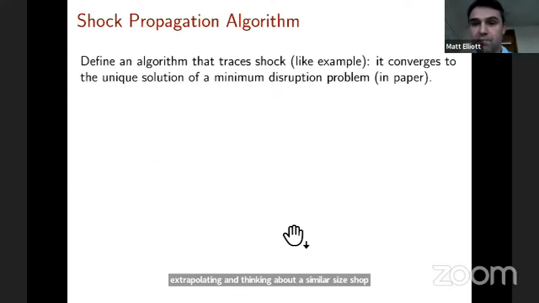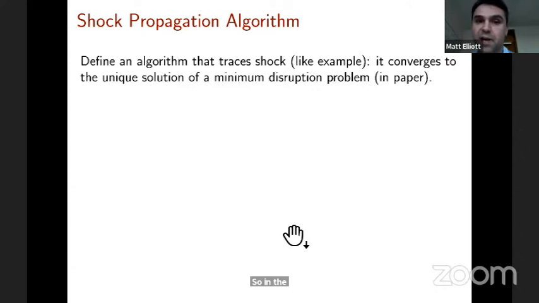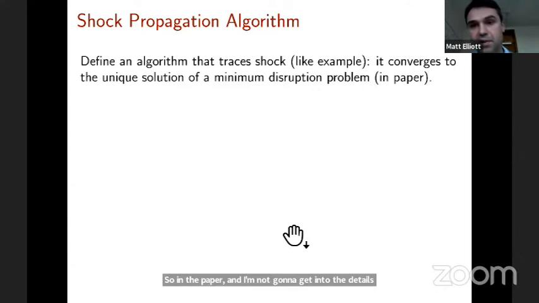So in the paper, and I'm not going to get into the details here, we define an algorithm that works like the example I've just shown you and shows that it converges to the solution of what we call a minimum disruption problem.